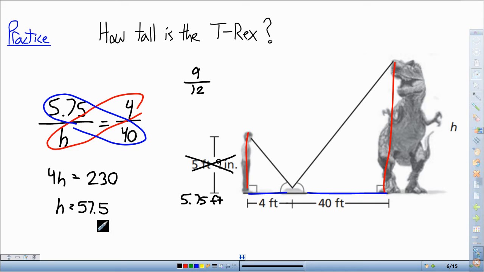All right, and 57.5, we're all talking about feet, right? So there it is. That is the height of the T-Rex, which I'm not even sure really is the height of T-Rexes, but that sounds about right. So there's just another practical way of using indirect measurement to find the height or the measurement of something that would be very difficult. If you could imagine trying to measure a T-Rex, that was probably something that was hard to do.